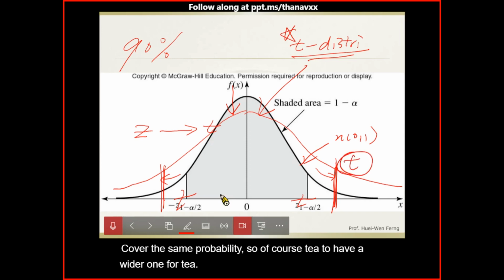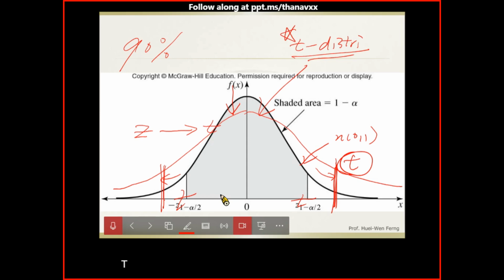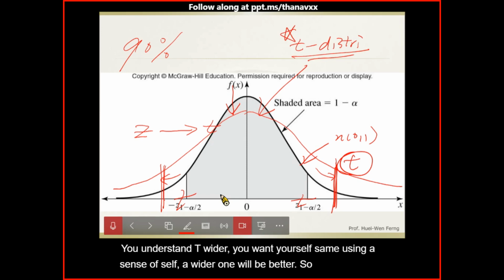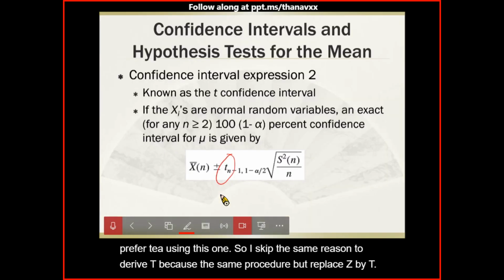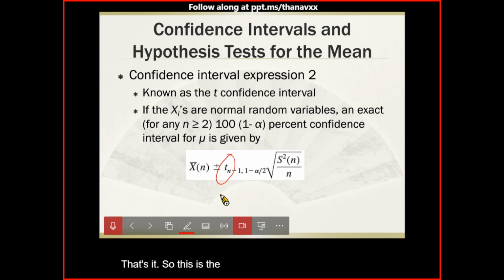So this is another reason. T actually covers a wider interval. So that says it will be safer. You understand? T covers a wider interval, it will be safer, in the sense of safety. A wider one will be better. So that's why we prefer T. I skip the derivation for T because it is the same procedure, but replacing Z by T. That's it. So this is the confidence interval if we want to use T.